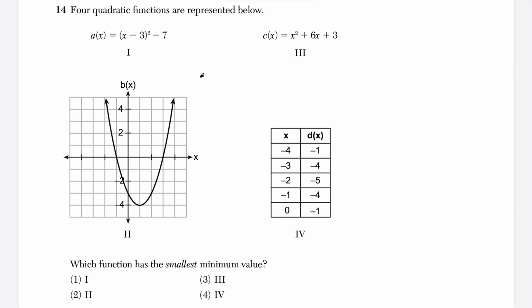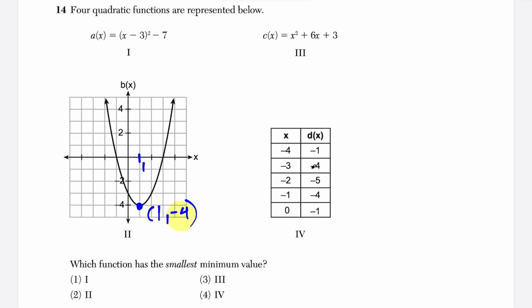Question 14, 4 quadratic functions are represented below, and we want to know which function has the smallest minimum value. So I'm going to start off with the easiest ones first. The easiest minimum value to spot is the one here on the graph, because all I have to look for is the vertex. When you have a quadratic that opens upward like this, the minimum value occurs at the vertex. So here, I just have to identify the coordinates. The coordinates would be 1, negative 4. And the actual value itself, the function value, represents the y value. So the y value here, negative 4, that's our minimum value that we're starting with.